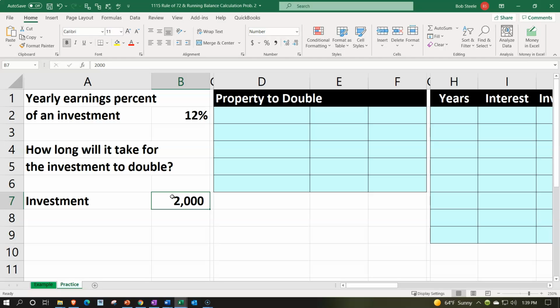But for the first rule, the rule of 72, we're not going to be using the investment amount down here, and we'll just think about any kind of thing that's going to be appreciating. How long would it take to double if the rate of return was 12%?